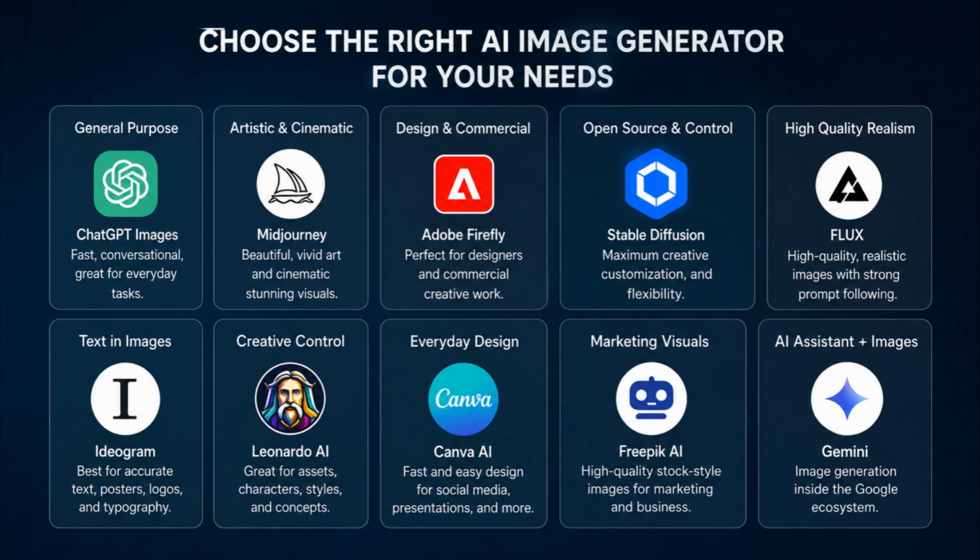The 10th tool is Gemini image generation. Gemini is important because Google is bringing generative AI into a much larger ecosystem. Search, Workspace, Android, Photos, and productivity tools. For ordinary people, that matters. If you already use Google products every day, then image generation inside Gemini may become very convenient. You may use it for creative brainstorming, document visuals, presentation ideas, or quick image edits.